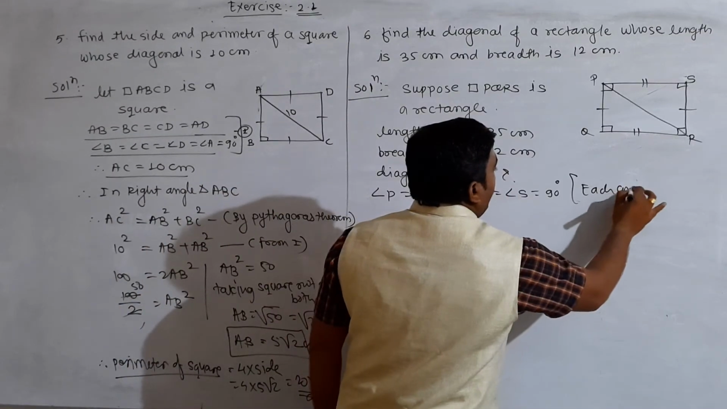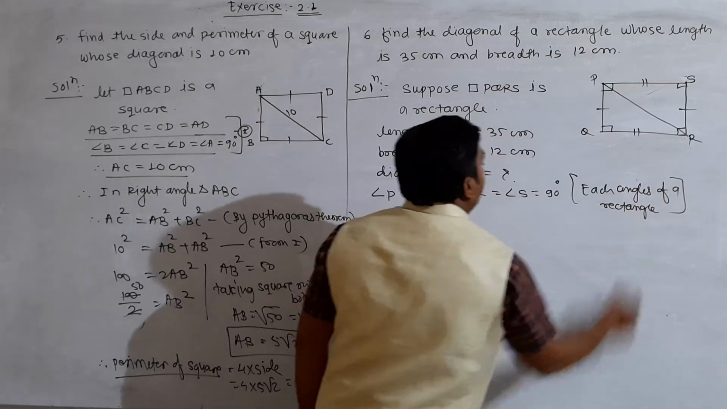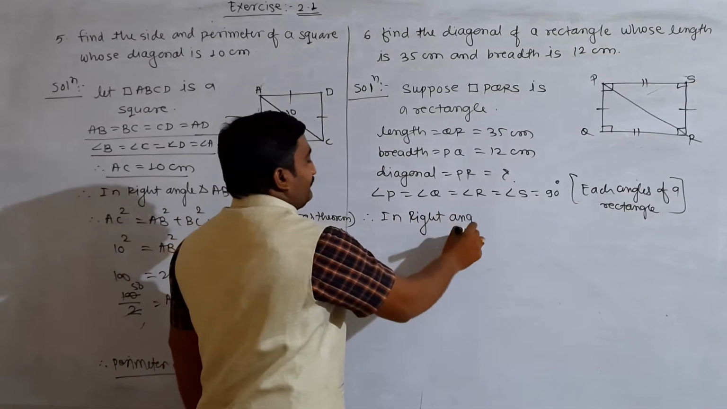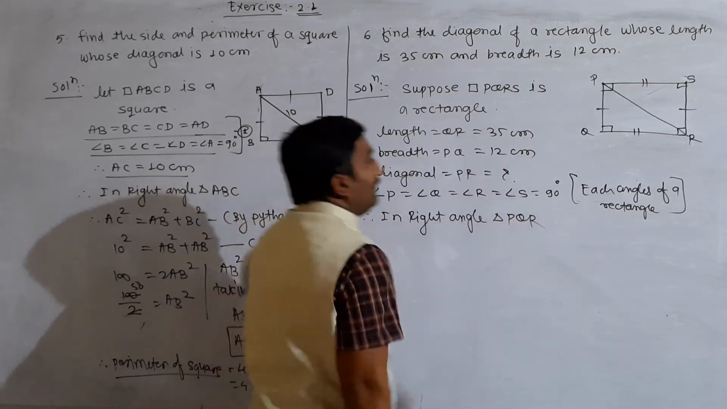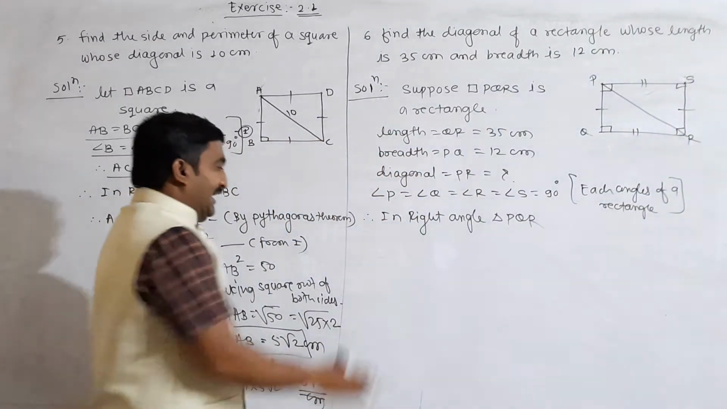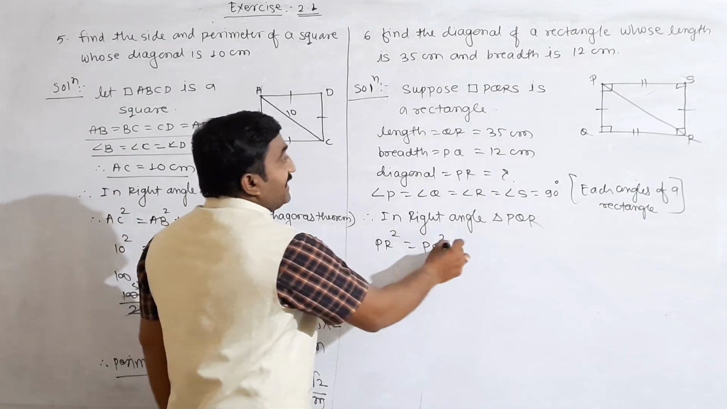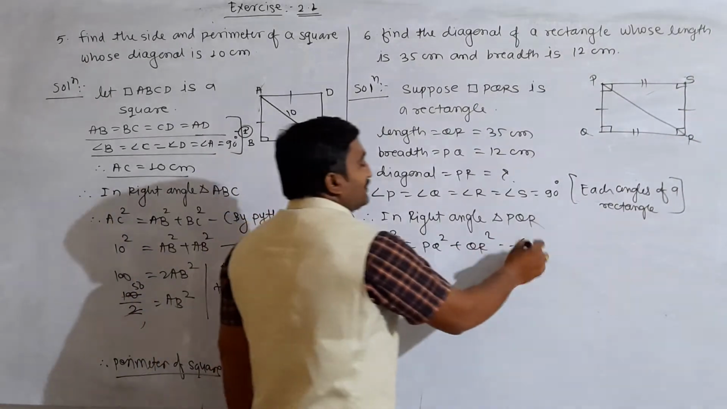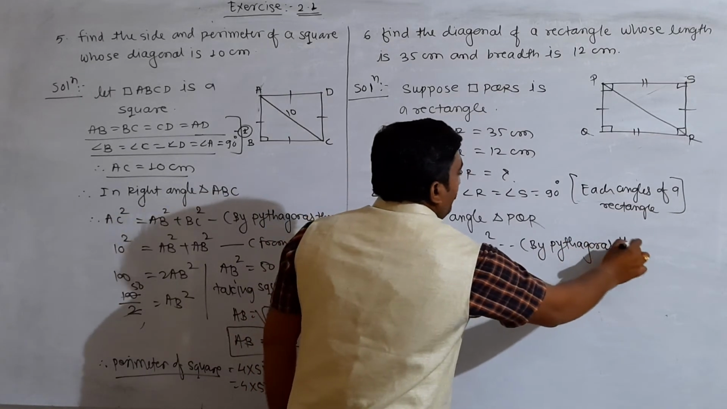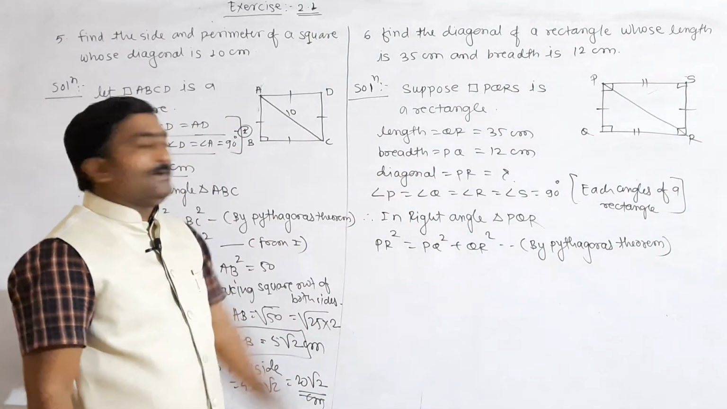We can write each angle of a rectangle. So, in right angle triangle PQR, angle Q is equal to 90. Therefore, triangle PQR is a right angle triangle. So, in a right angle triangle, by using Pythagoras theorem, PR square is equal to PQ square plus QR square.